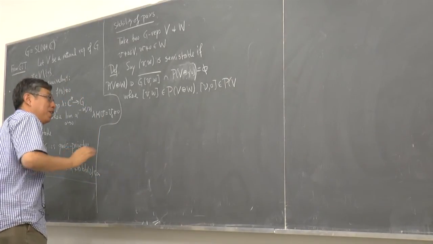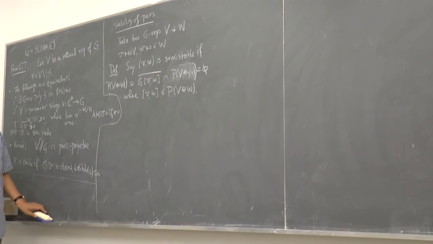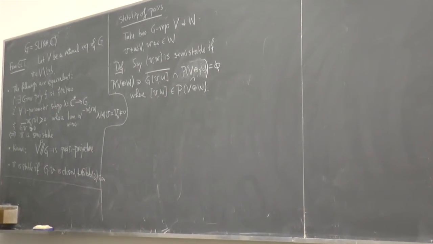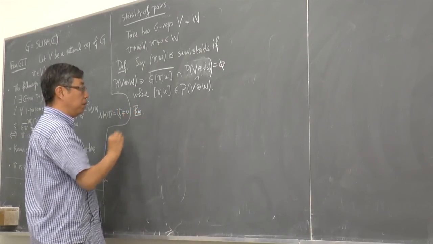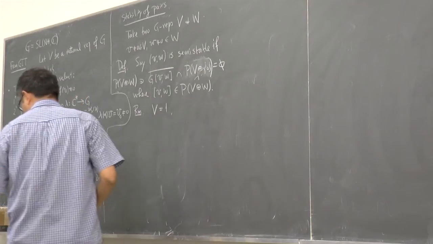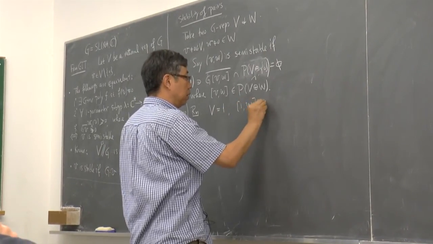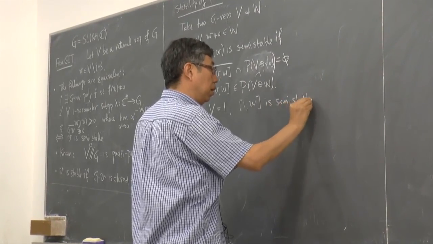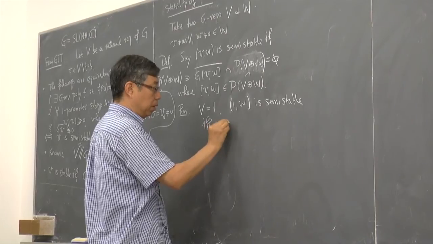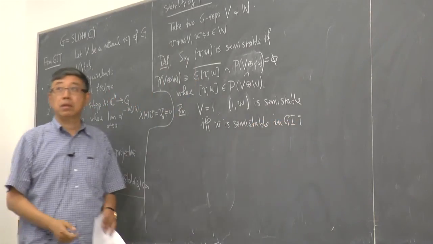It doesn't look the same as what I said before. It looks a little bit different. But in the end, you can prove it's the same. But let's just, for simplicity, do this. Okay. So you can think this is a subspace inside here. Then the remark. Of course, this is easy. If you take V to be trivial, then maybe I should start with W. Sorry. Then this W is semi-stable as a pair if and only if W is semi-stable in GIT, okay, in GIT.